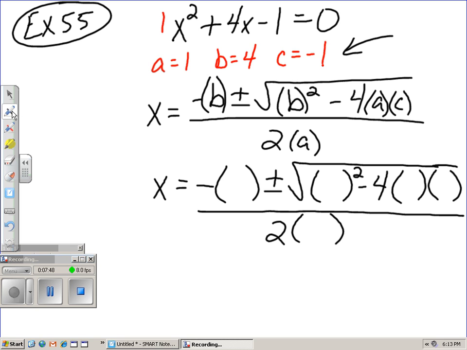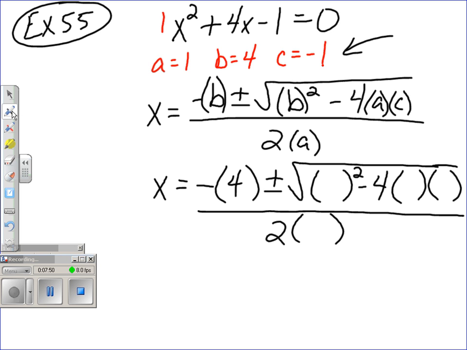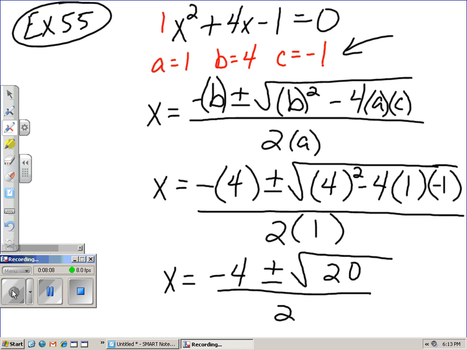So right here, in my first parentheses, that's a B, so I put in a 4. And this parentheses that's being squared, that's a B also, so I put a 4 inside that. And then we have an A and a C, so I put in a 1 and a negative 1. Use the parentheses. That negative 1 is going to mess you up. And on bottom I have 2 times A, so that's 2 times 1.